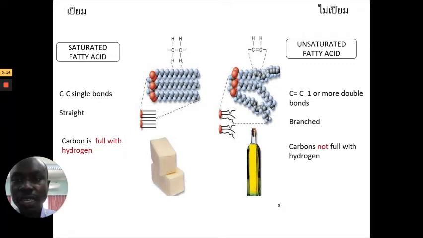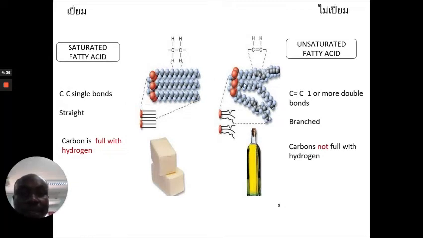The one which has single bonds and is straight, around the carbons they are full with hydrogen. In science we call full with hydrogen saturated. The first one has single bonds between the carbons and they are straight. If you look at the carbon atoms, you can see that they are full with hydrogen, and in biology we say it is saturated, or yin toa in Thai.